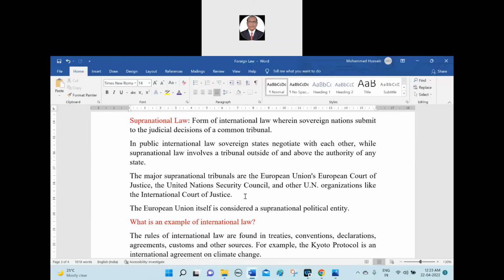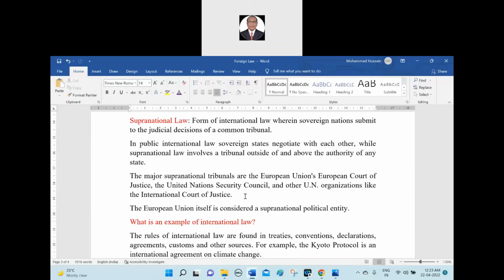So supranational law is nothing but the law of tribunals and the tribunals connected with it, which will decide it. Then we can say supranational law. Just for our academic purposes, you should keep that in mind. Even the International Court of Justice is a tribunal where it can deal with cases.